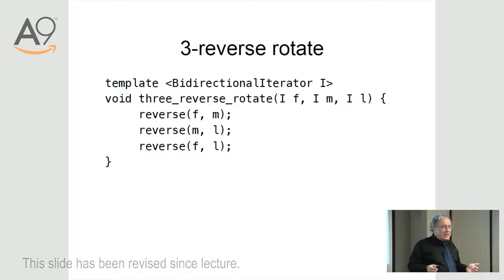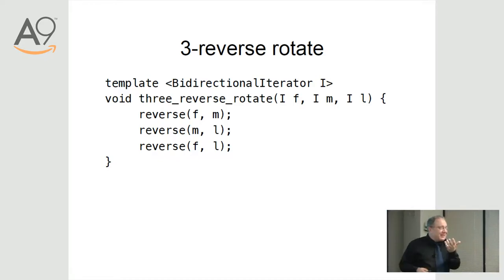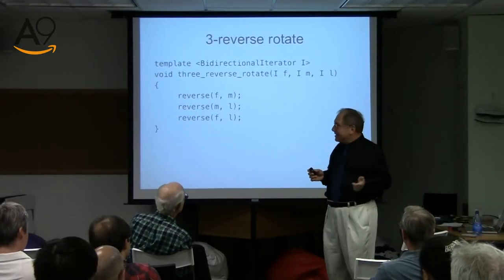two ranges, except these ranges are in reverse order. So first you reverse both subranges, then you reverse this thing. It is pretty elegant, you have to admit. And it's not even 10 lines.